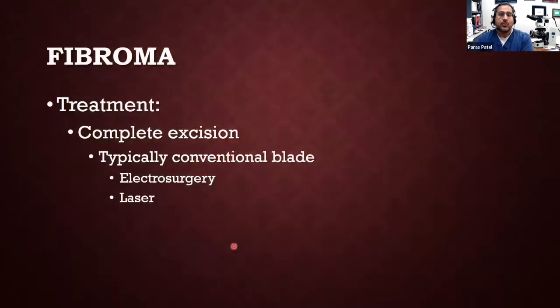So the treatment, what are we going to do? Well, complete excision. And that can be through conventional methods where you're going to do a conventional blade excision. I've seen cases done with electrocautery around the base or laser ablation around the base, making sure that you've excised that tissue completely.